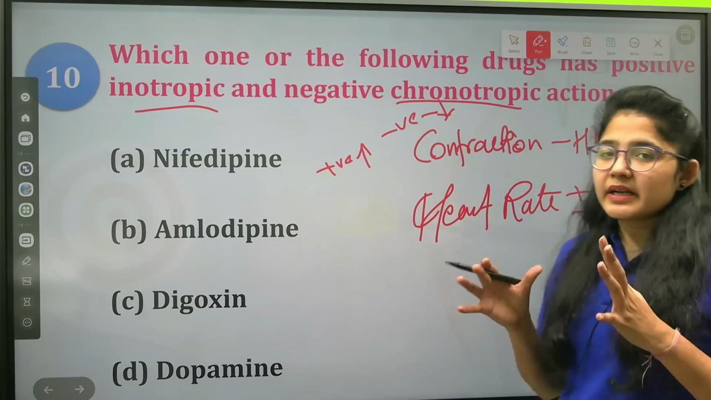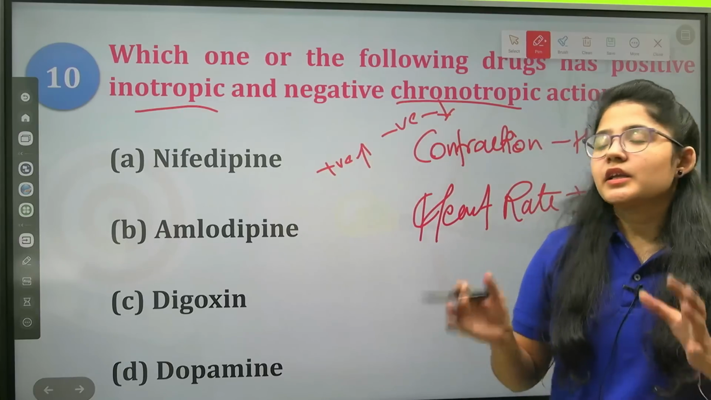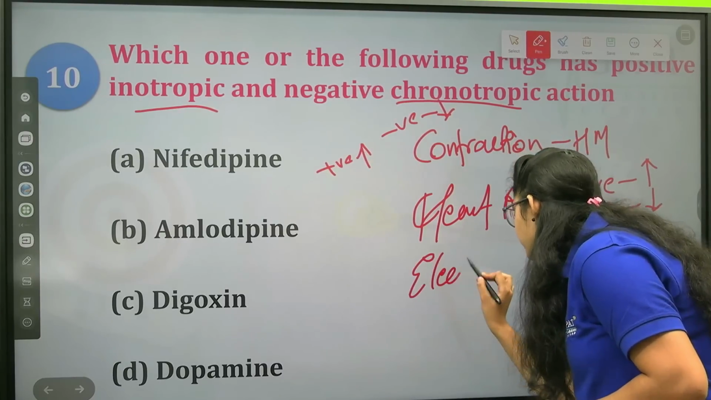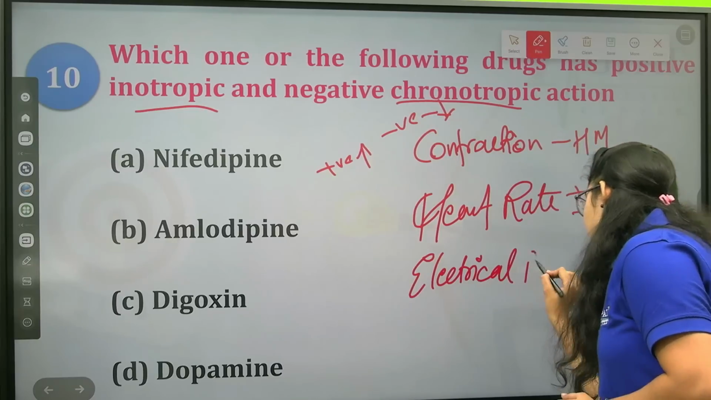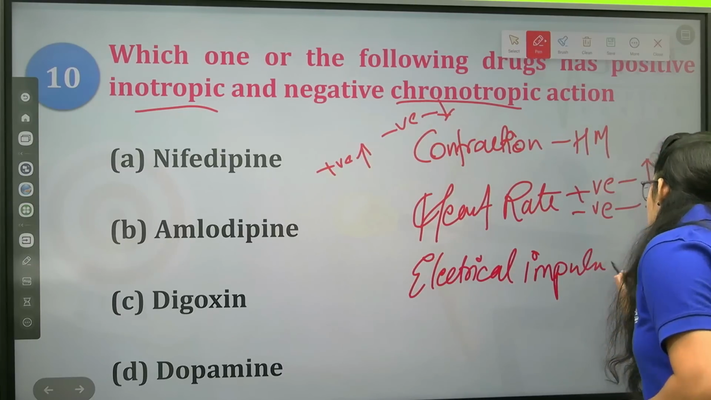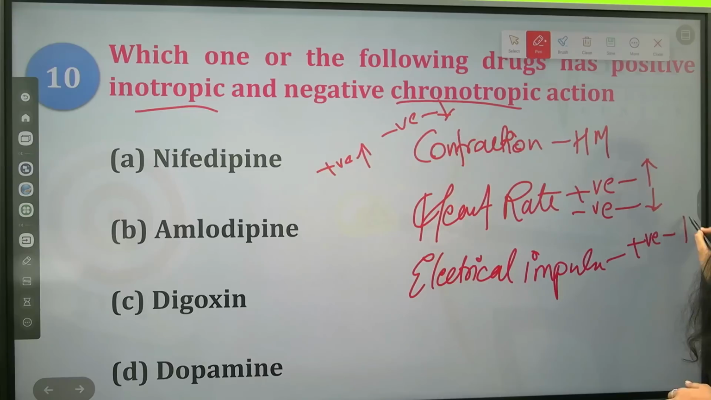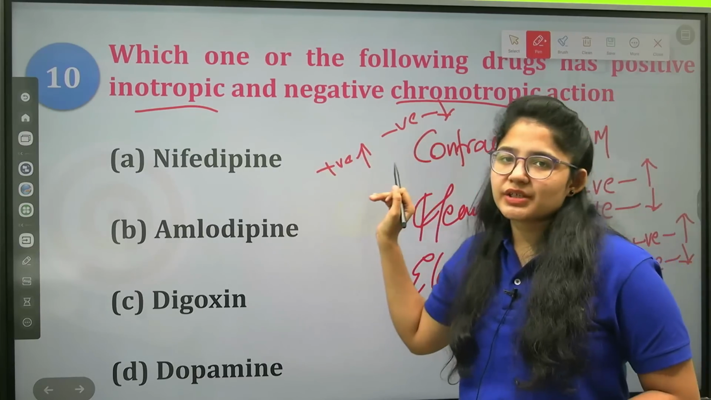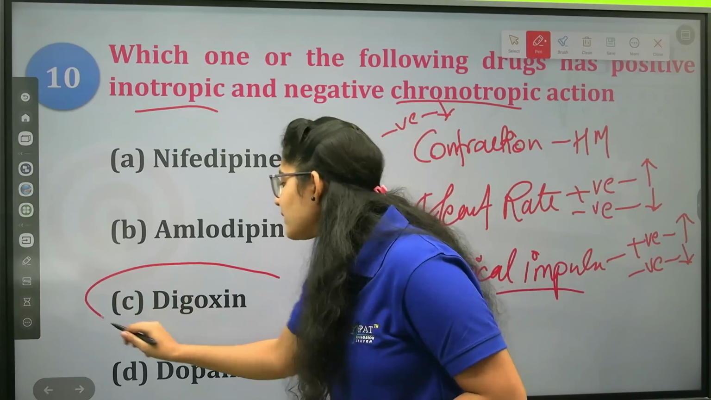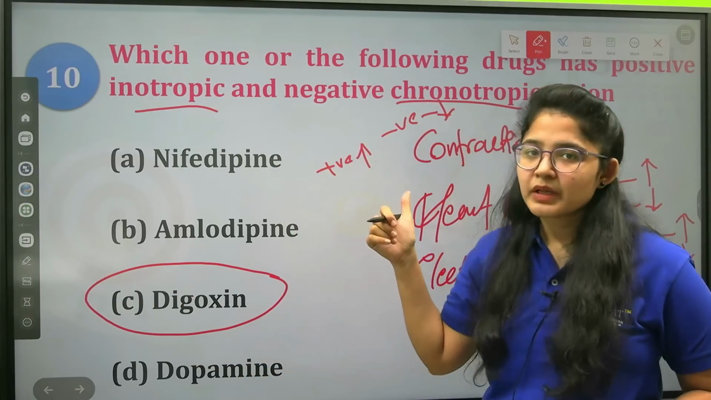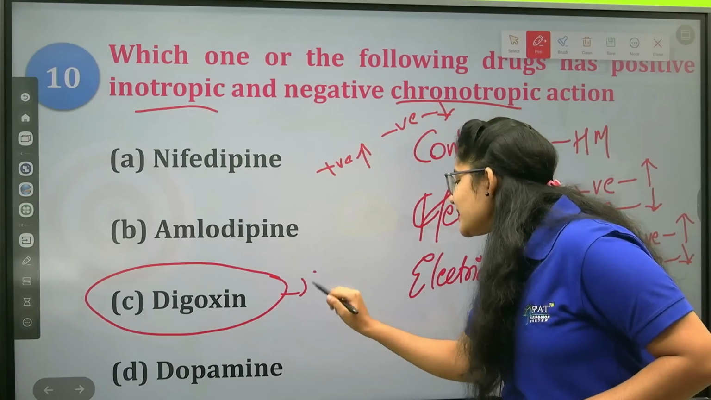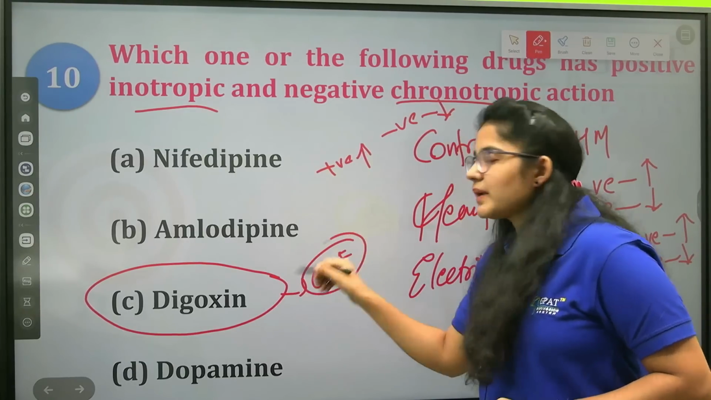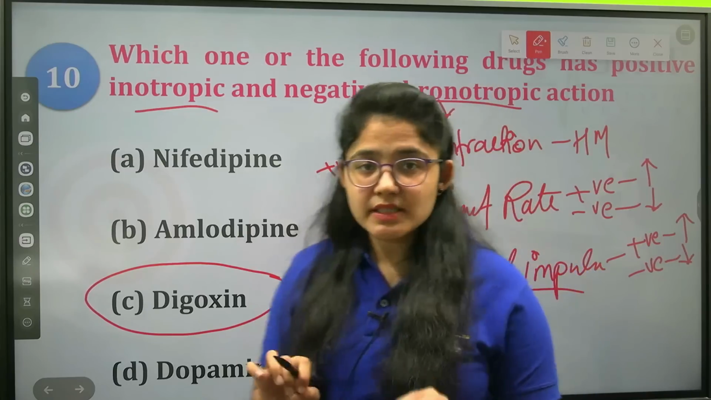Next is dromotropic. Dromotropic means your electrical impulses. Now the positive dromotropic means increase in the electrical impulses. Negative means decrease in the electrical impulses. Now which drug has both these actions? Actually digoxin works on this principle. Digoxin is your congestive heart failure drug, meaning it is used at the time of congestive heart failure.